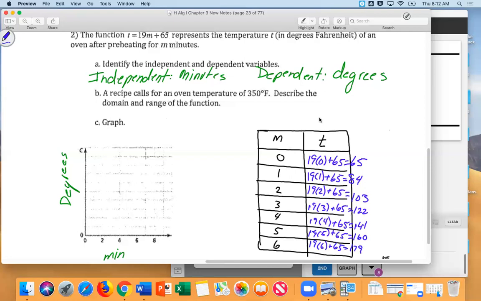I got 10 blocks. What do I count by? 20s. Count by 20: 20, 40, 60, 80, 100, 120, 140, 160, 180, 200. All right, so at zero, I'm at 65. It's going to be right about here. One, I'm at 84. Two, I'm at 103. Three, I'm at 122. Four, I'm at 141. Five, 160. And six, 179.